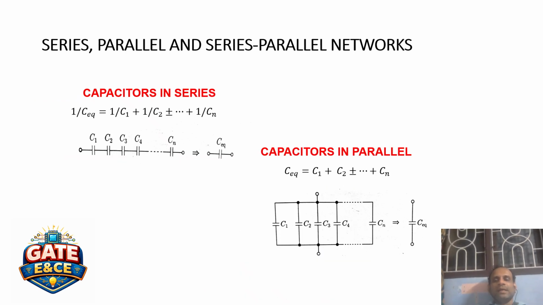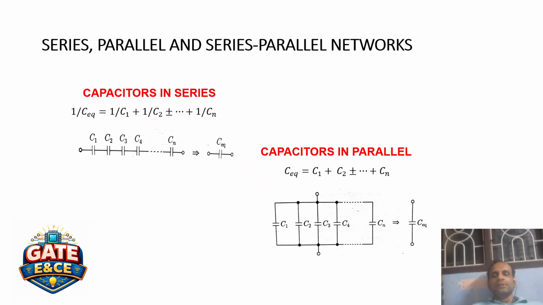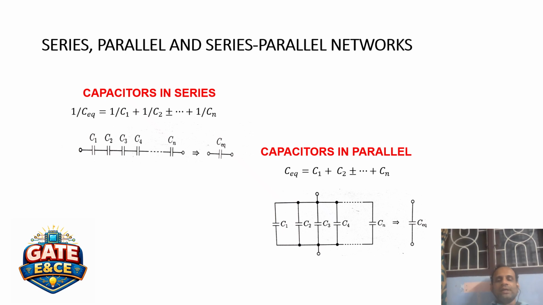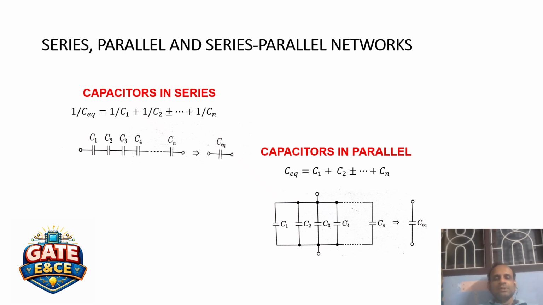Now going to capacitors. If C1, C2, C3, so on up till Cn are the different capacitances connected in series, then the equivalent capacitance C equivalent is given by the expression 1 by C equivalent is equal to 1 by C1 plus 1 by C2 plus so on up till 1 by Cn.